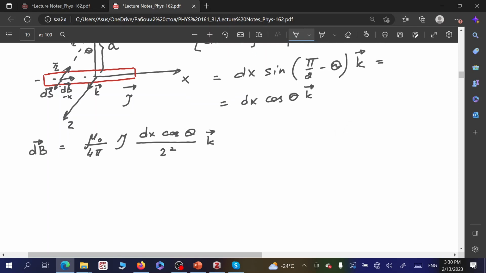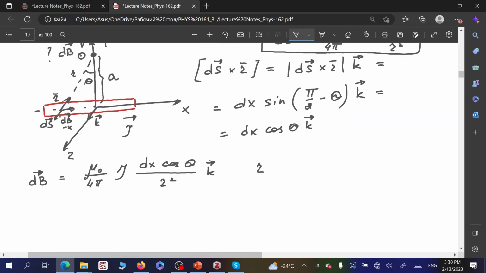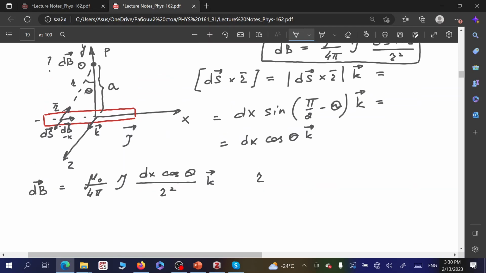So what will be the distance between point P and the ds length element? So this is our r, this dashed line.